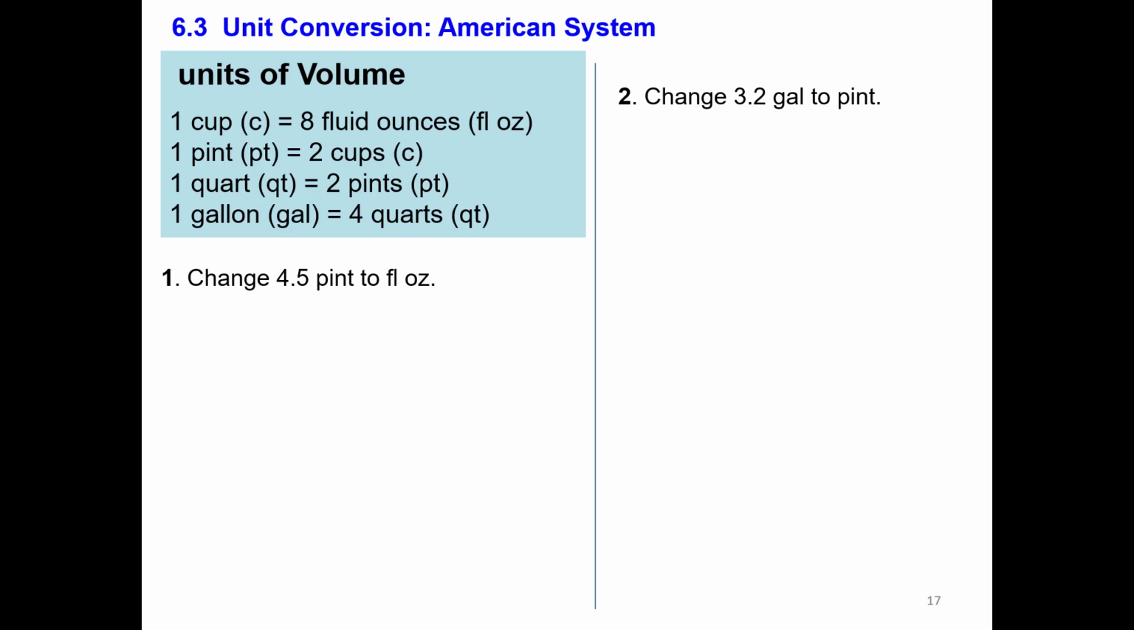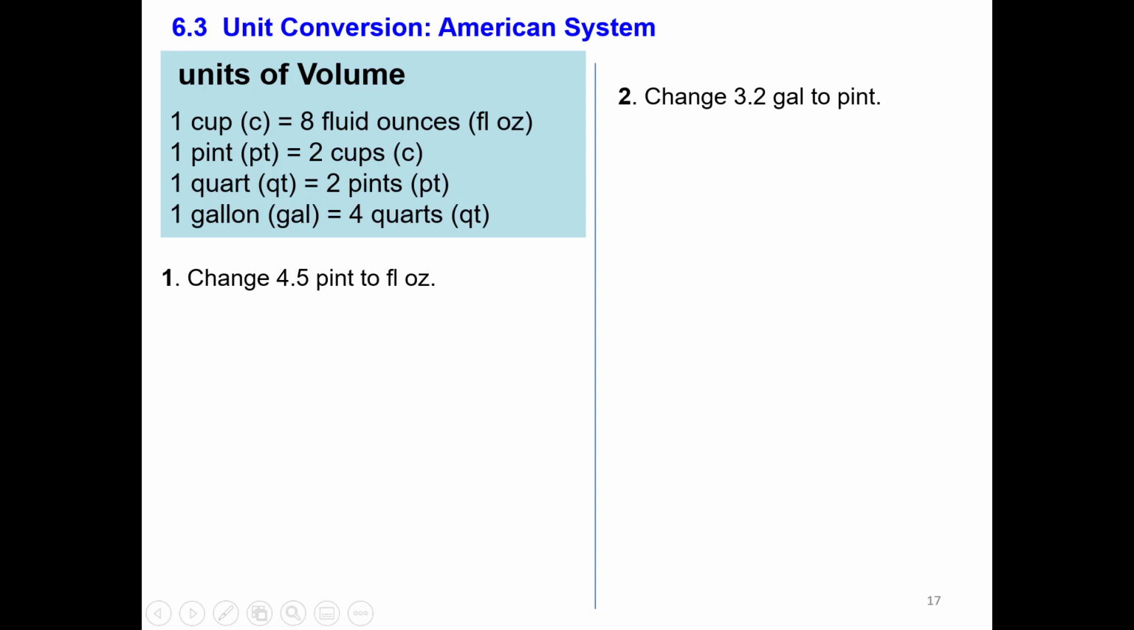The next unit we want to discuss is the units of volume. In the American system, we had different units. We had 1 cup equal to 8 fluid ounces. We had 1 pint equal to 2 cups, 1 quart equal to 2 pints, and 1 gallon equal to 2 quarts.